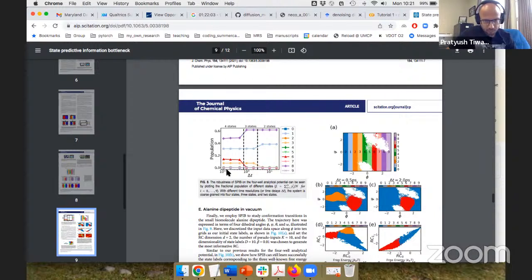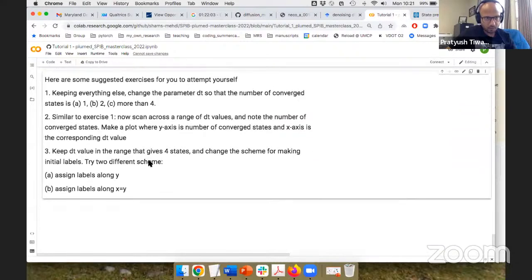However, for delta t between 0.1 unit to 1 unit, 4 of the states tend to have a finite converged population. As delta t gets close to 1 and further, you recover 3 states. As delta t becomes even larger, you recover 2 states. And if you push it beyond here, these 2 states will disappear and you will always be left with 1 state. So that's the answer over there.